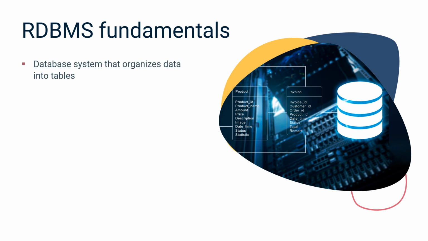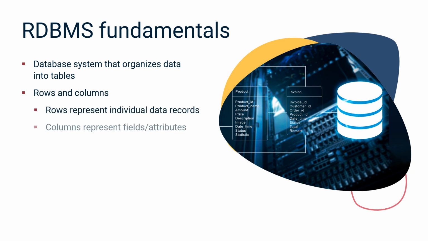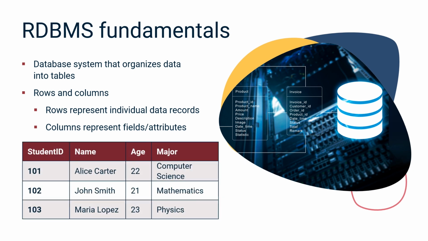RDBMS is a type of database system that organizes data into tables. Each table consists of rows and columns. Think of a table as a grid. Rows represent individual records, and columns represent fields or attributes. For example, a table that stores student information might look something like the one displayed here. This kind of structure makes it easy to retrieve, organize, and analyze data.